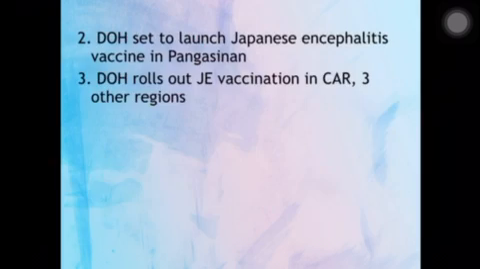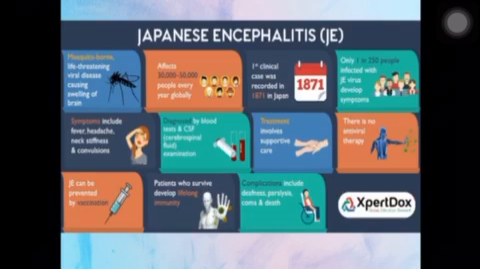But here's the last slide, the summary of my report. So first, mosquito-borne. Japanese encephalitis is a mosquito-borne life-threatening viral disease causing swelling of the brain. It affects 30,000 to 50,000 people every year globally. The first clinical case was recorded in 1871 in Japan. Only 1 in 200 people infected with JE virus develop symptoms.